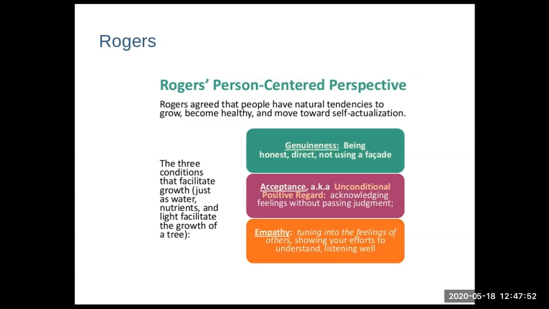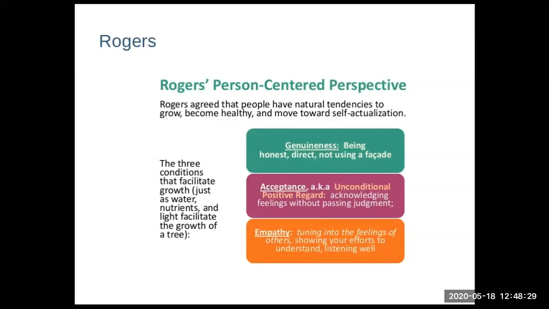So in genuineness, it's not being fake, being very honest, being very direct, and not using a facade. Facade is a French word that means false front, like a lot of movie sets have people going into buildings and there's actually nothing in the building. It's a facade, it's a fake front. So this is a word that's used for somebody that is nice to your face and then maybe behind your back says some bad things about you. If you are using a facade, if you're not being upfront and honest with people, you're not being genuine, and that's not going to help you grow, according to Rogers.